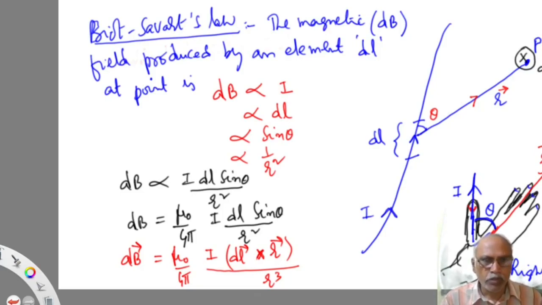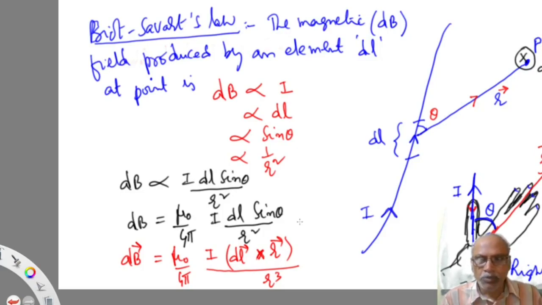Biot-Savart law. What is Biot-Savart law? It is used to find the magnetic field created by a small element of a current carrying conductor. There is one element dl. Through the element dl, some current I is passing. Due to the dl element, what is the magnetic field at a distance r from the element? The magnetic field dB is proportional to I dl sin theta by r square. From there you get dB is equal to mu naught by 4 pi, I dl sin theta by r square.